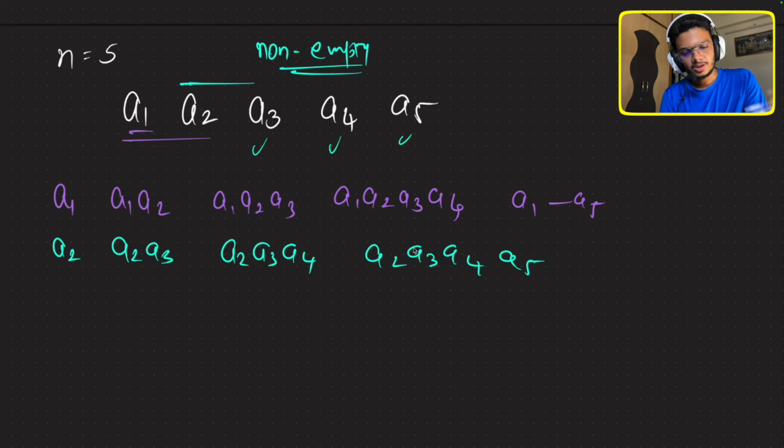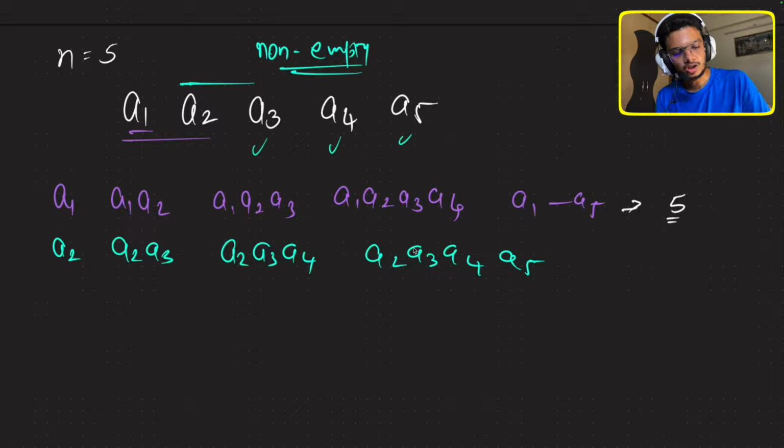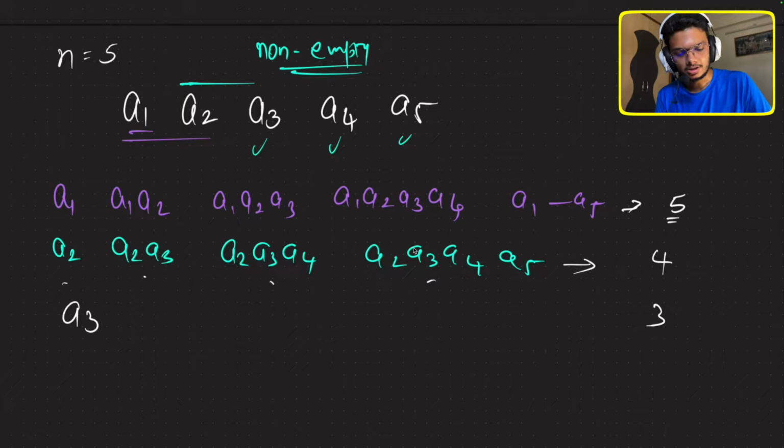Now what do you see? Do you see a pattern here? What is the total number of subarrays starting with A1? If we count here, 1, 2, 3, 4, 5. So there are 5 non-empty subarrays which start with A1. How many non-empty subarrays start with A2? They are 1, 2, 3, 4. So 4. Similarly, the subarrays starting with A3 will be 3. The subarrays starting with A4 will be 2. Similarly for A5 it will be 1.